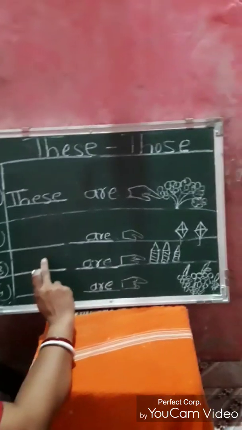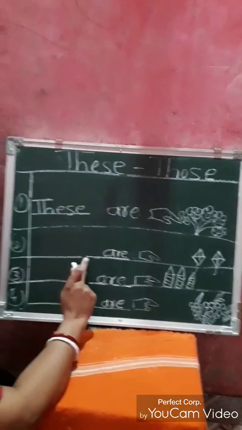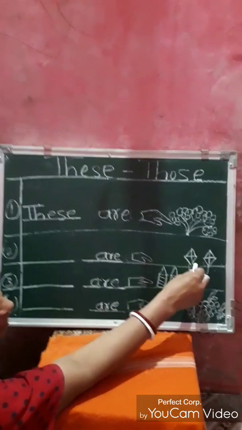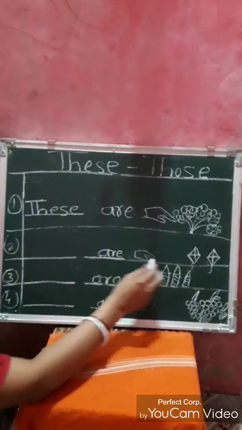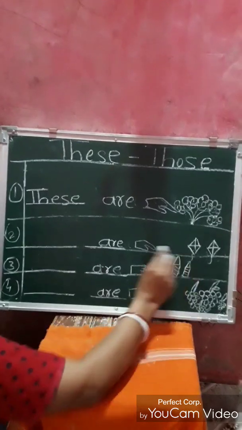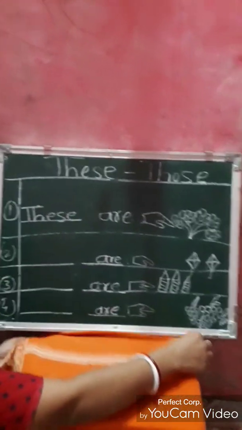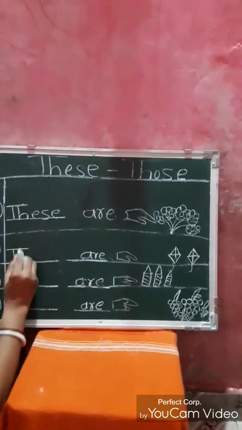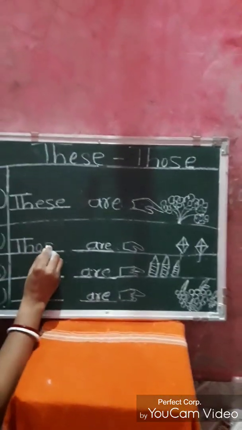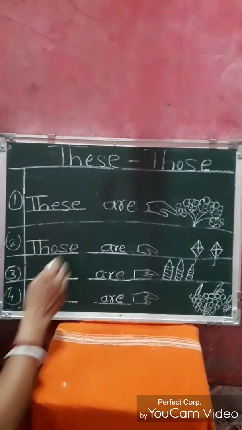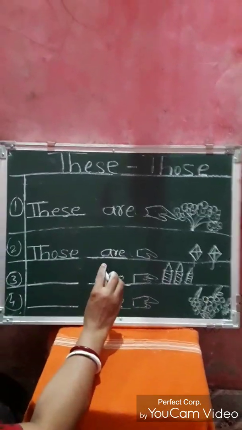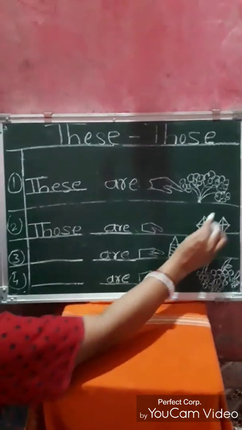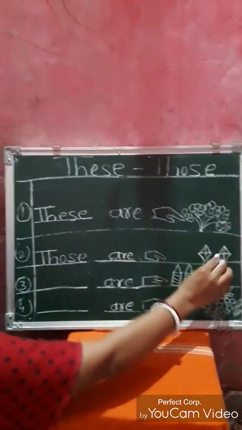We move to our second picture. Kites are far away from the hand, that's why we are going to use those. The meaning of those and that is the same, but that we use in the case of singular number, and those we use in the case of plural number, means more than one.